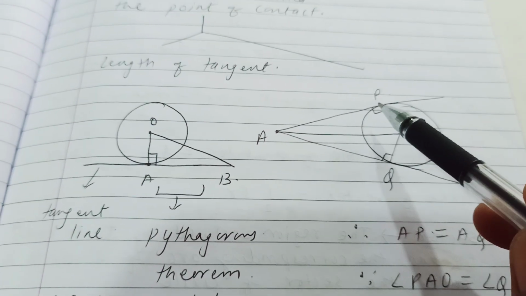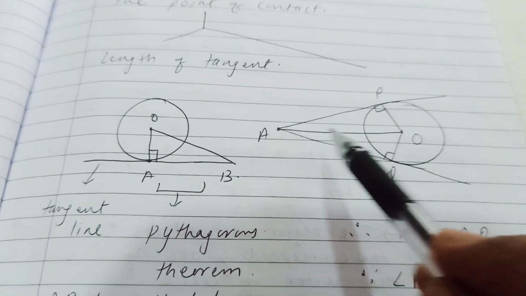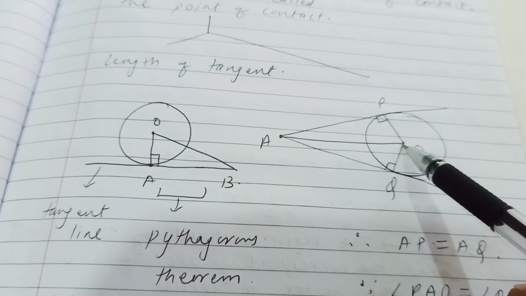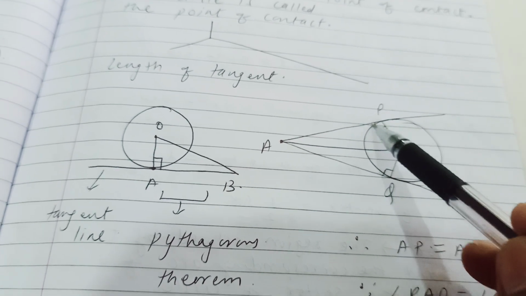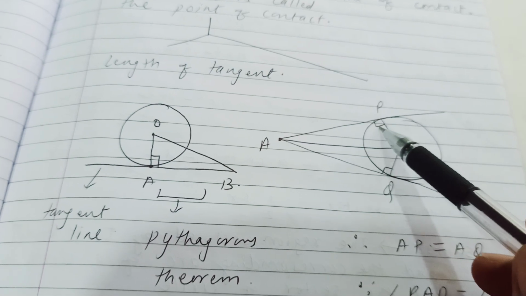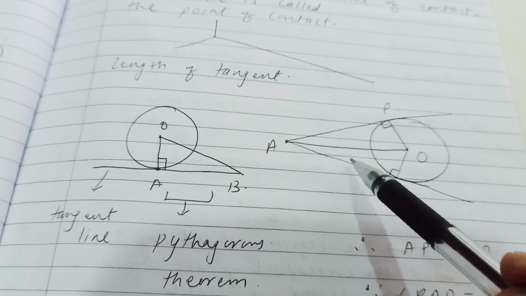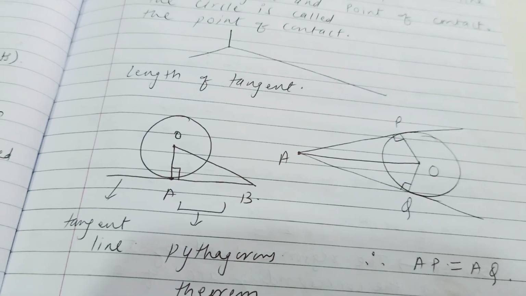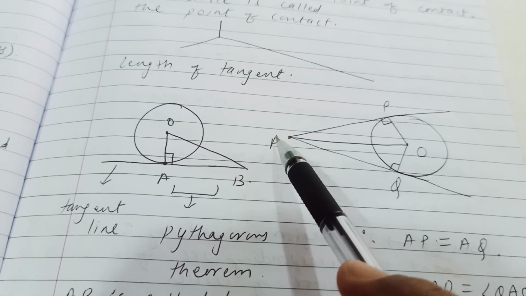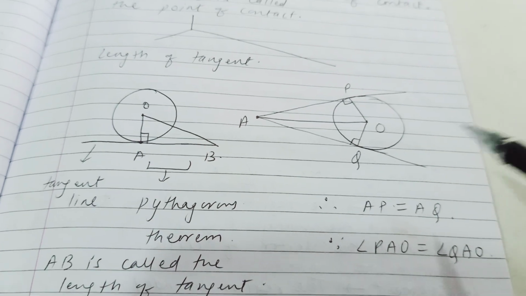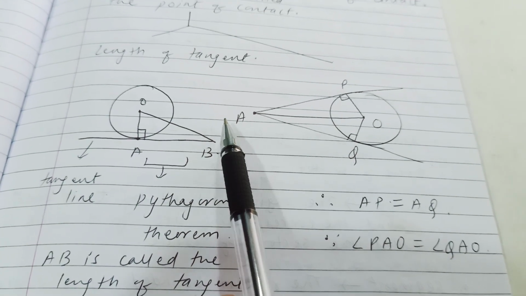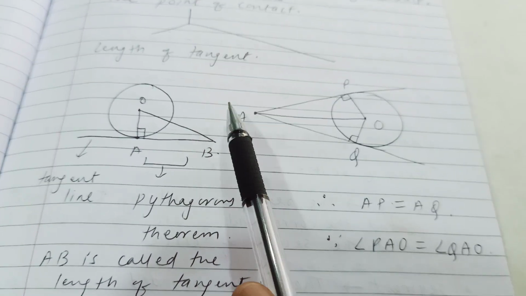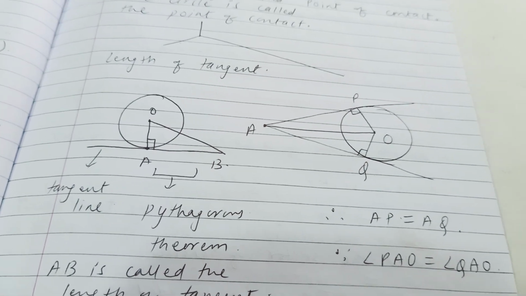And one more thing you have to remember, if two tangents touch the circle, the radius at the tangent point always becomes 90 degrees, and the lengths of both tangents are equal, and the angles are going to be equal. So we can say that AP is equal to AQ. Clear? And there is one more thing, angle PAO and angle QAO both are equal.